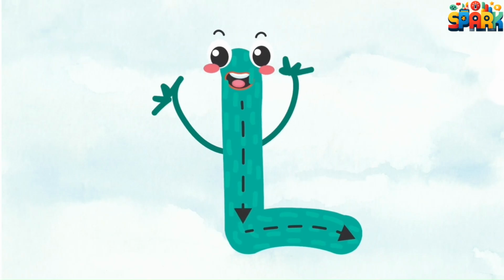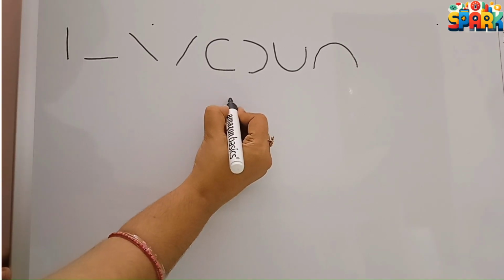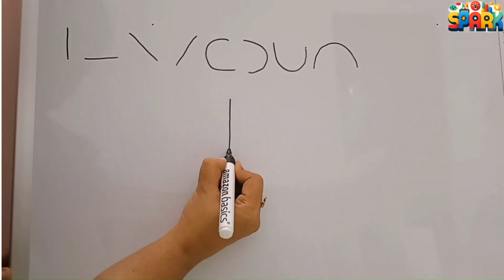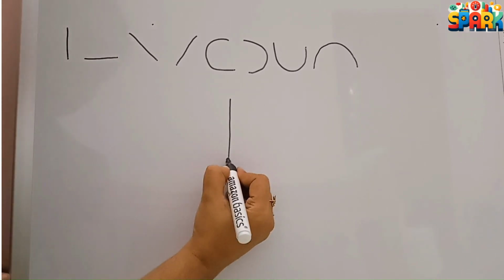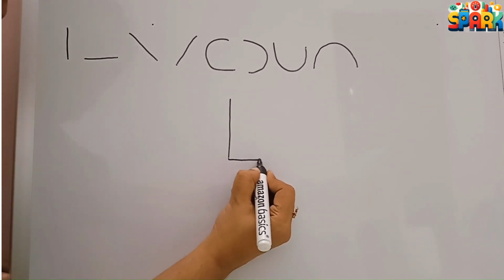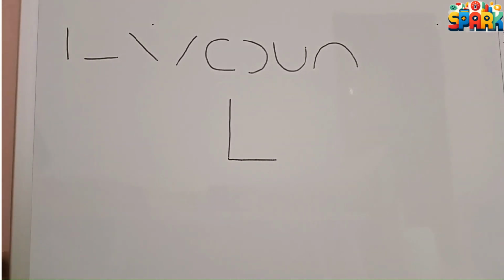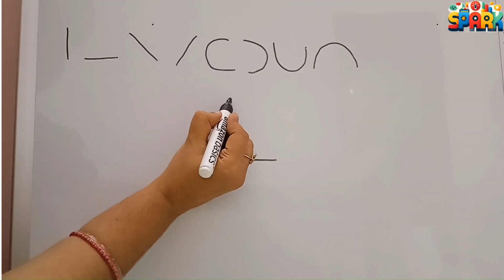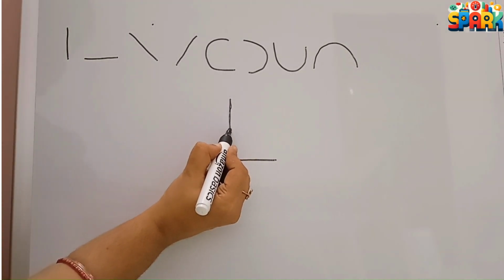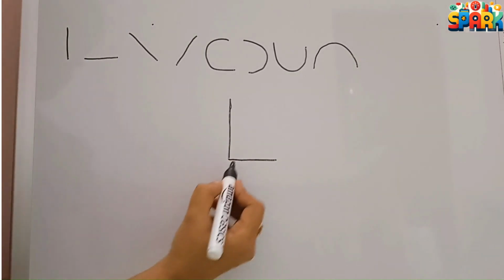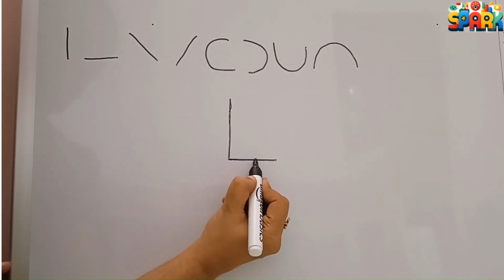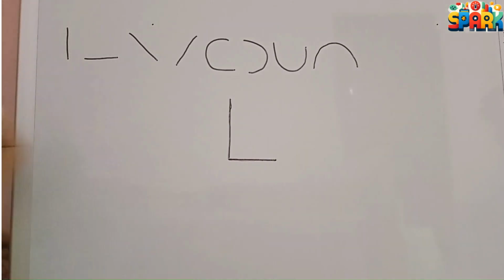This is the letter L. Let's trace it together. Start from the top, draw one standing line down. And now draw a sleeping line. That's it. It's letter L. Let's trace one more time together. It's very easy. Children, take your pencil and book and trace the letter L.